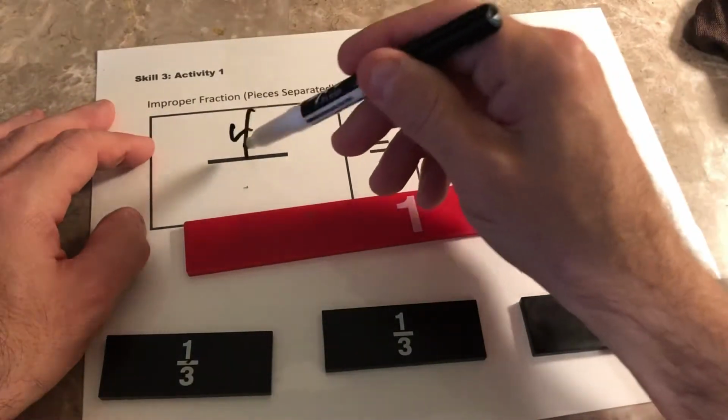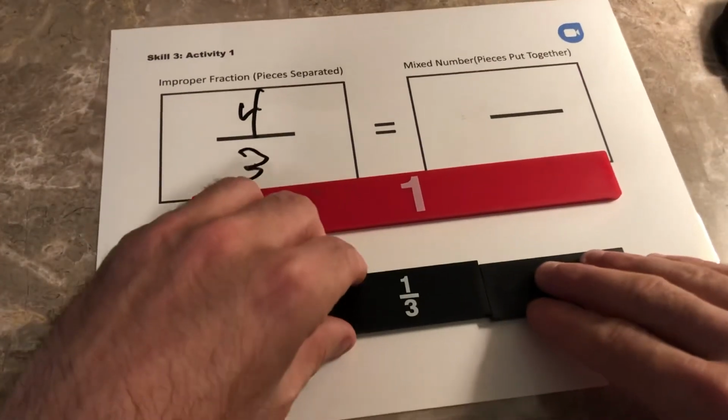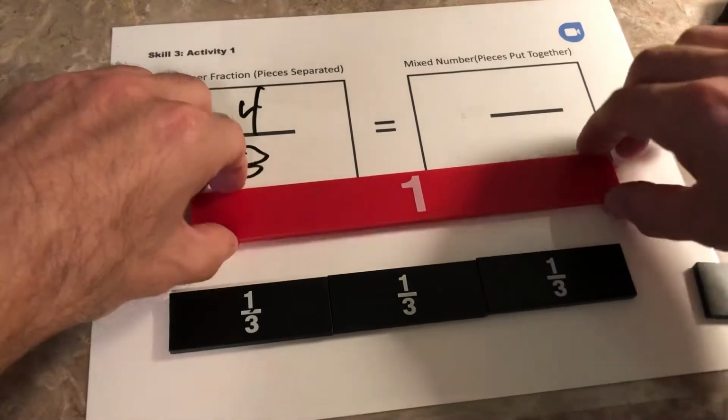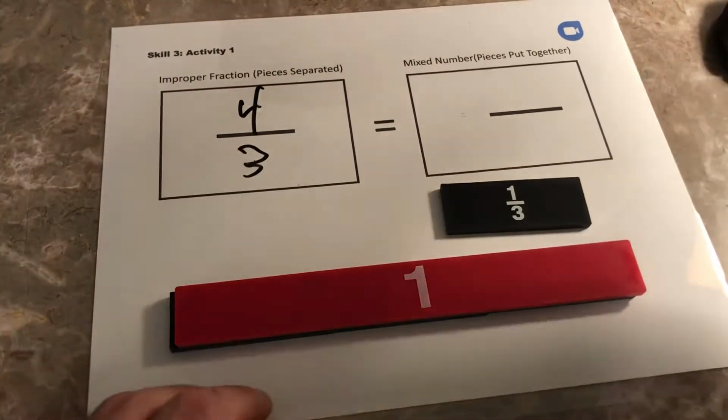And it's good too because they're able to actually see this, right? And then say, okay, we're gonna put it together now. And when we put it together, take a look. We have a whole there. We can actually put this on top right here. So we have our 1 whole, and then we have our 1/3, okay?